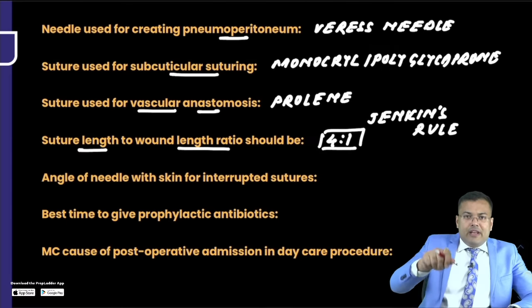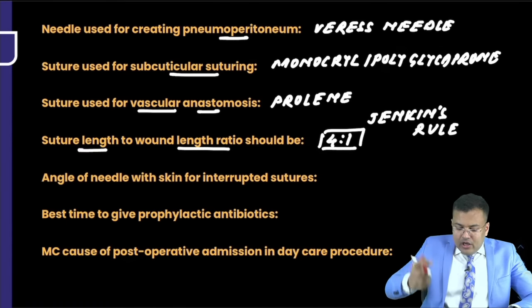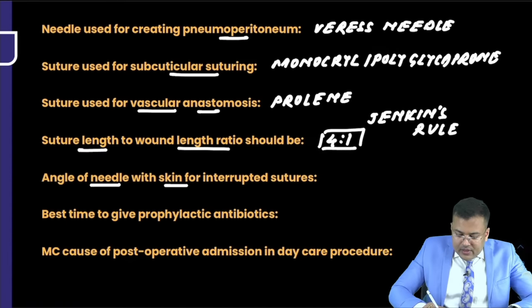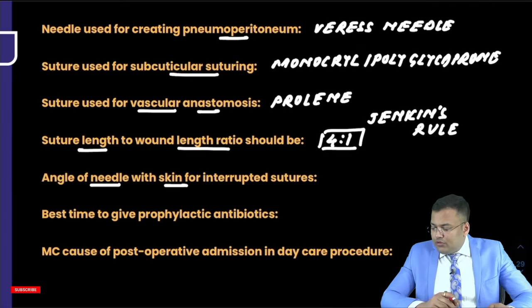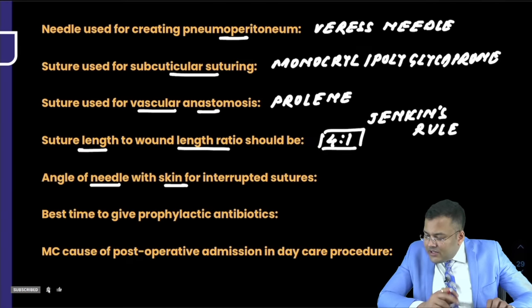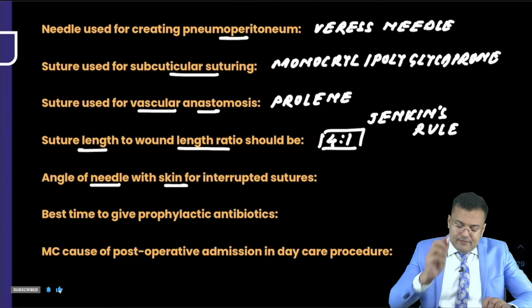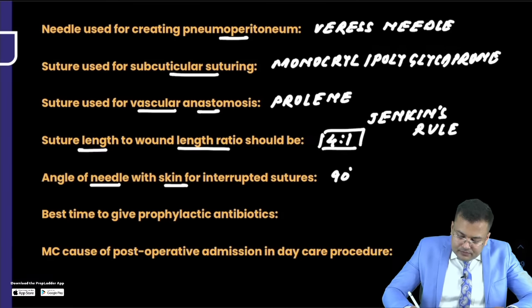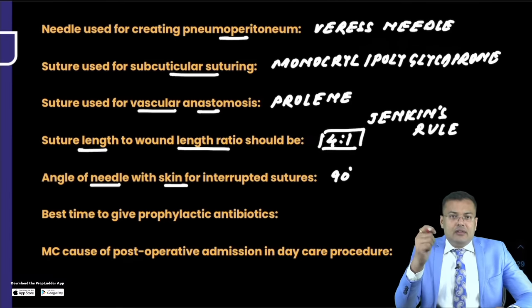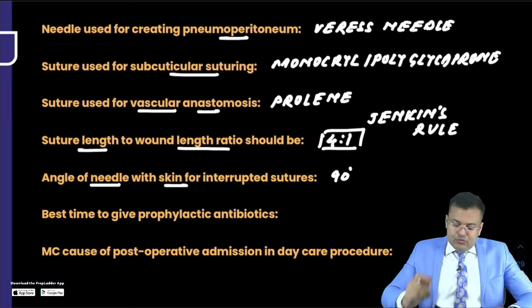Next, whenever you are suturing, the angle of needle with skin. What should be the angle of needle with skin for interrupted sutures? Suprit Singh Khurana, Shipra, two guys with fast reply, 90 degree. Angle of needle with skin for interrupted suturing, 90 degree.